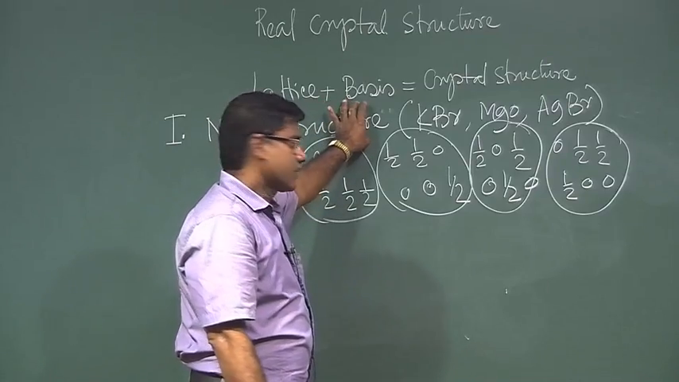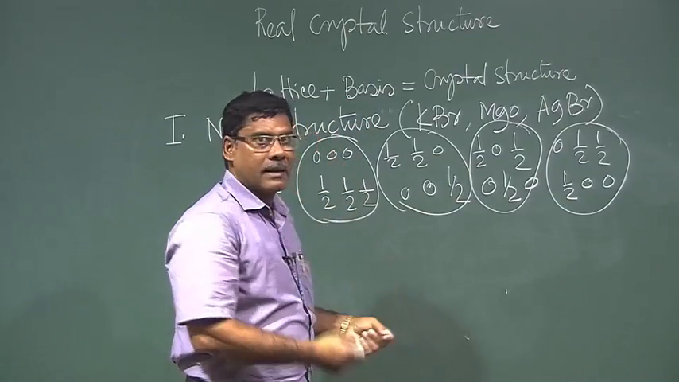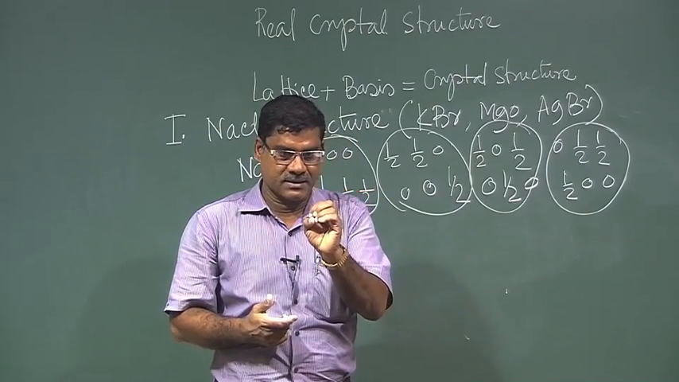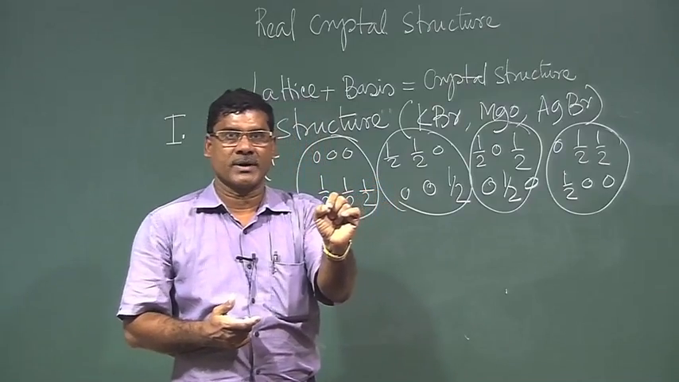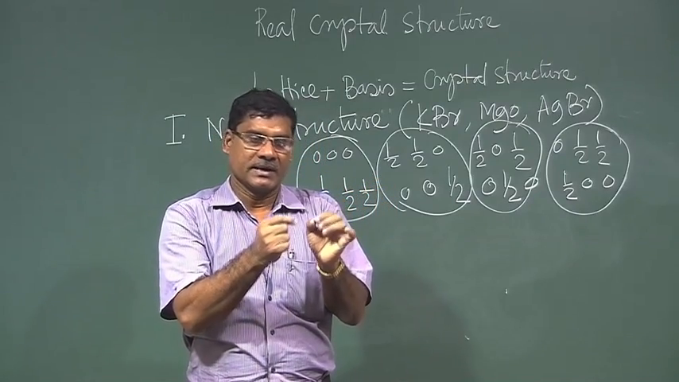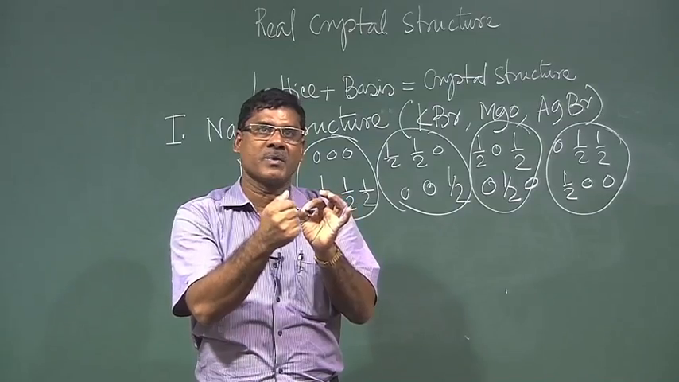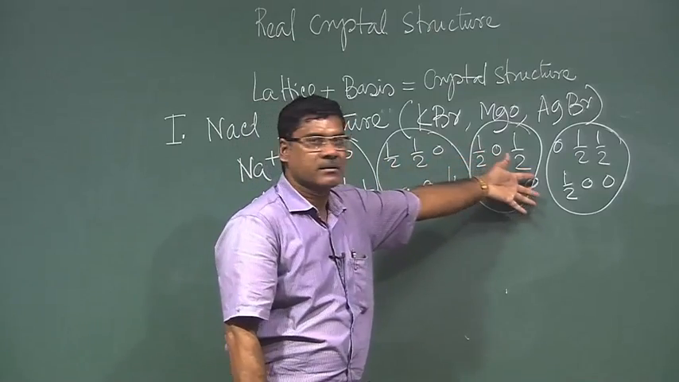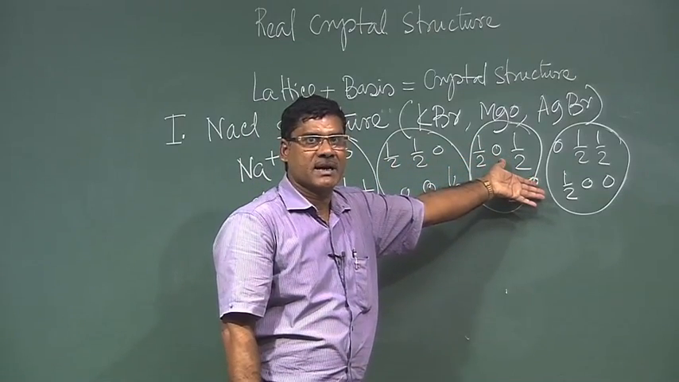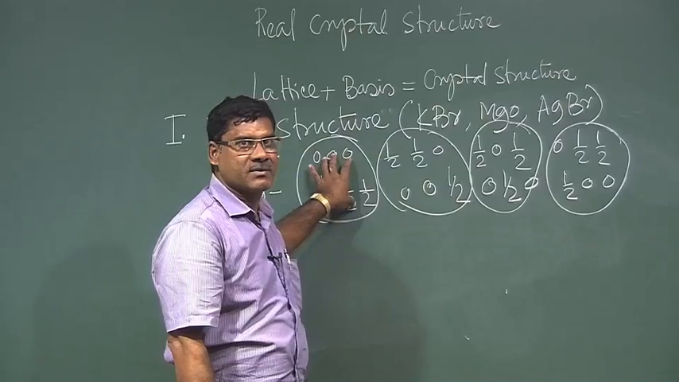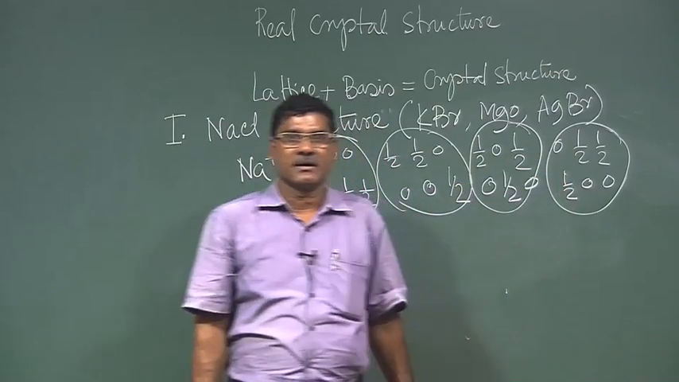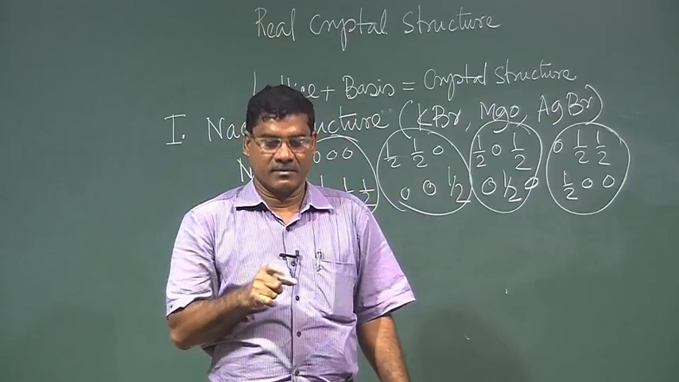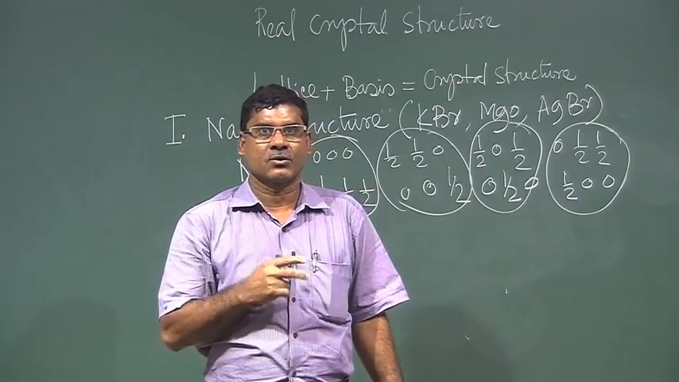And as you know, we have to attach the basis to each lattice point in the same way. So the distance between the sodium and chlorine cannot be different for these 4 bases. In all cases the distance of the basis is just half of the body diagonal of this cube. So, this is the sodium chloride structure.